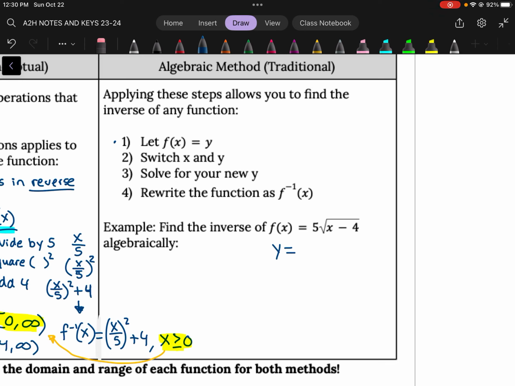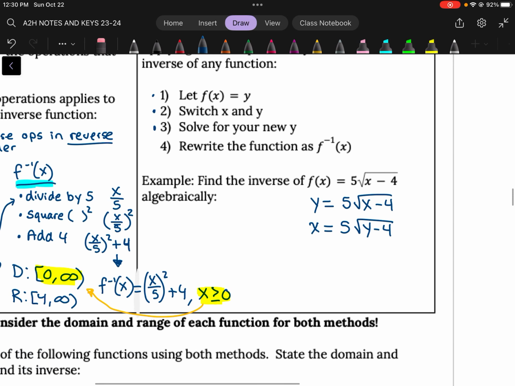So a lot of times we see this as f of x, but it's really y equals. So we're going to write it as a y to start, right? Then we switch the x and the y, right? So I literally, in this equation, I write the x as y and the y as x, right? The input is the output is the input, right? But what we're going to do is solve for our new y, right?